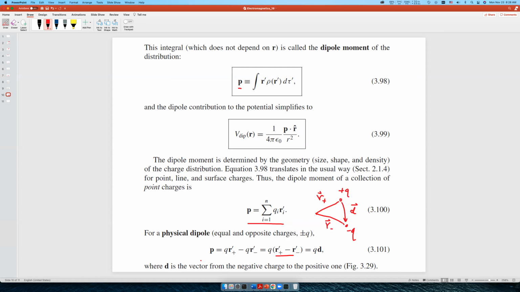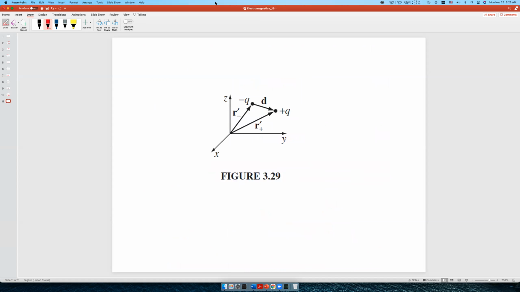So the dipole moment becomes q times vector d, and the vector is from the negative charge to the positive charge. So the direction is from negative, pointing to the positive charge. And the figure is shown here.